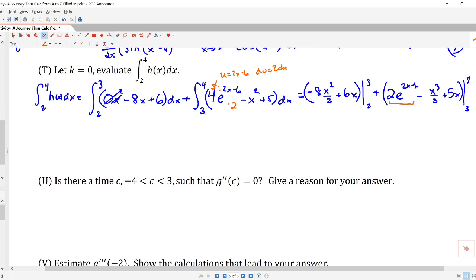If you decided to do it with u substitution, your bounds would only be adjusted for this first part. You'd have to leave them as 3 to 4 for these last two pieces. Okay, so you can do it that way. It's just going to take a little bit more work.